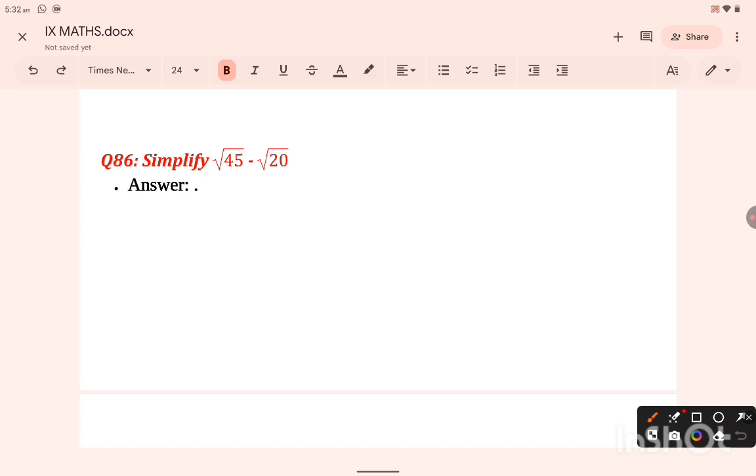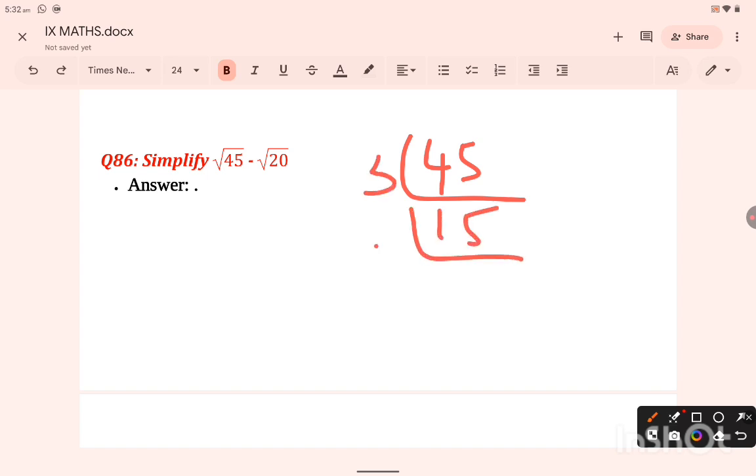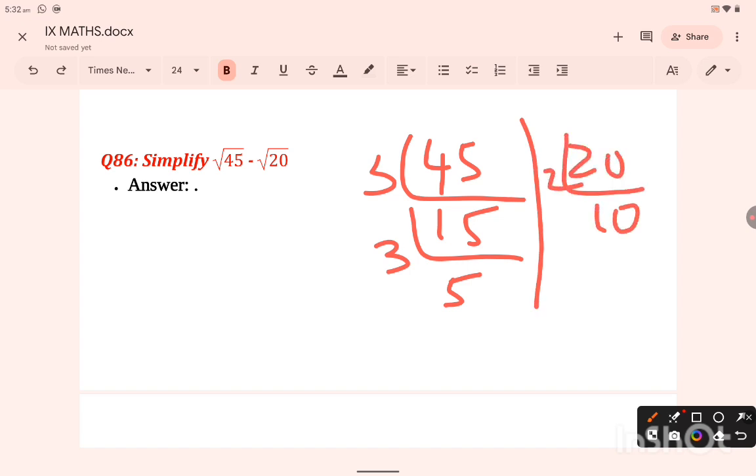Root 45 minus root 20. Prime factorization of 45: 3 into 15, 3 into 5. Next, 20: 2 into 10, 2 into 5.